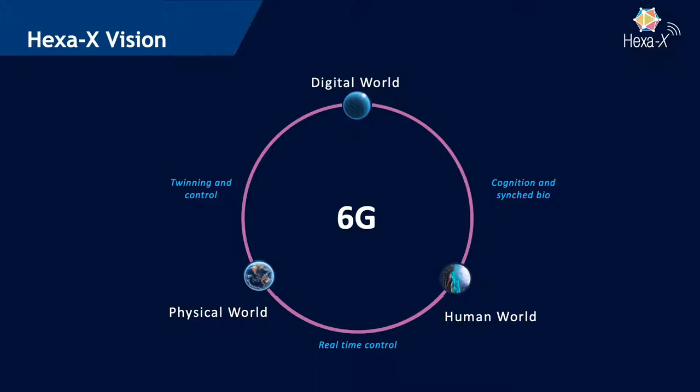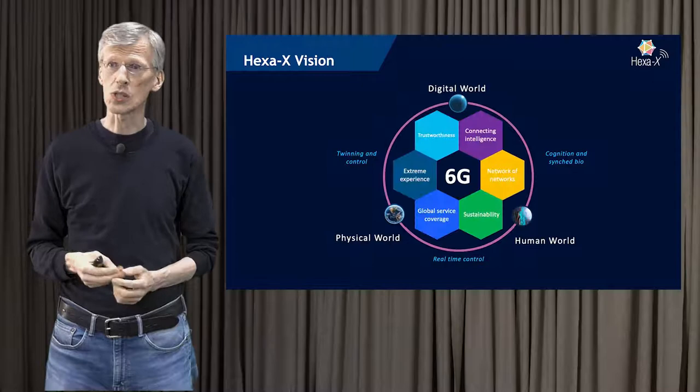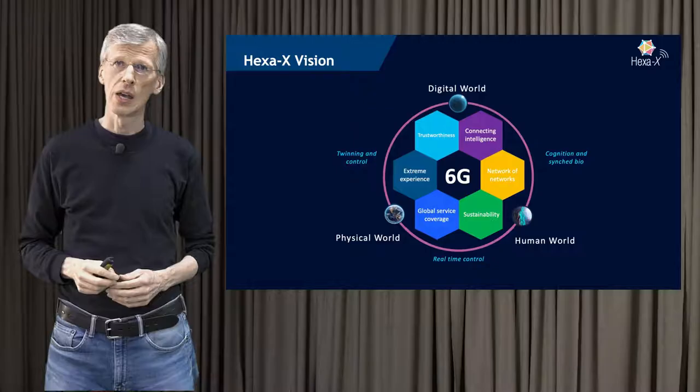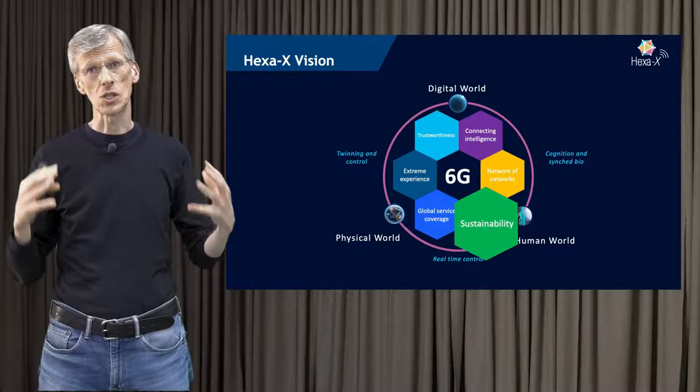To achieve this vision, we have identified six goals in Hexa-X. There must be six for 6G, right? We will start with connecting the intelligence of digital worlds and the other worlds. We will then go for extreme networks of networks with, at the endpoints, again, networks. A machine area network, a body area network with very specialized requirements. And all this needs to happen with sustainability.